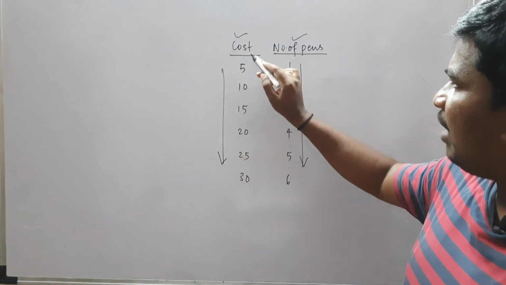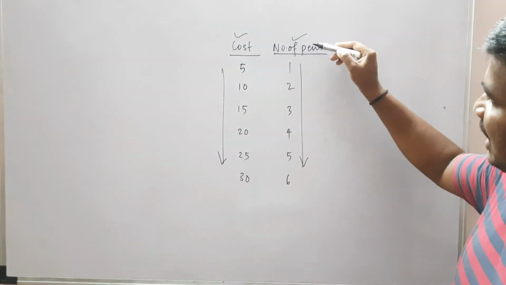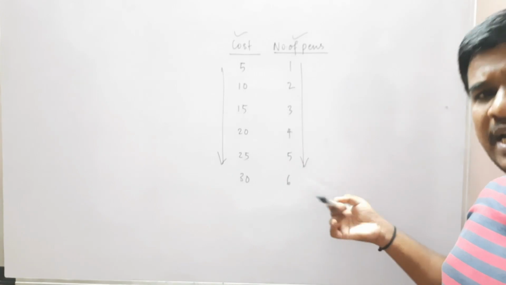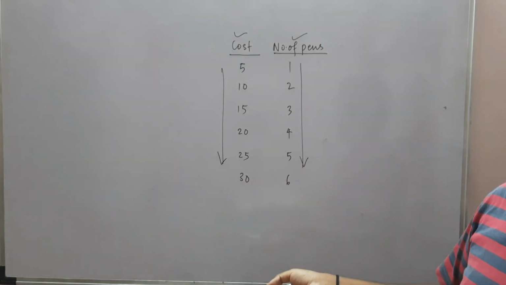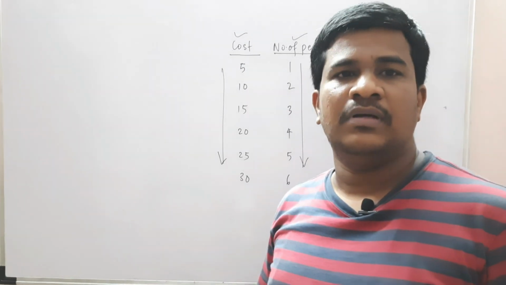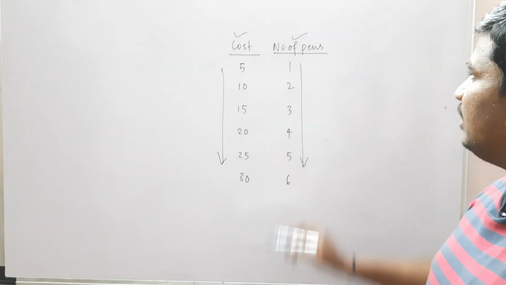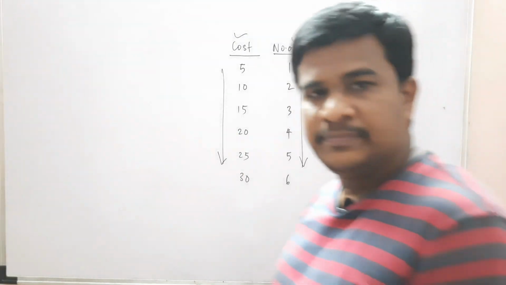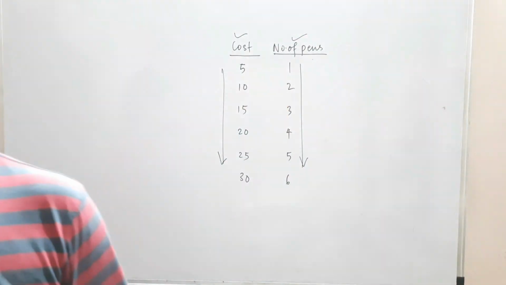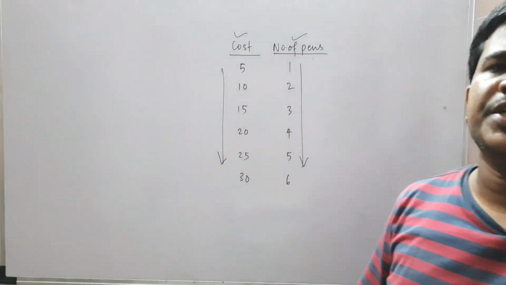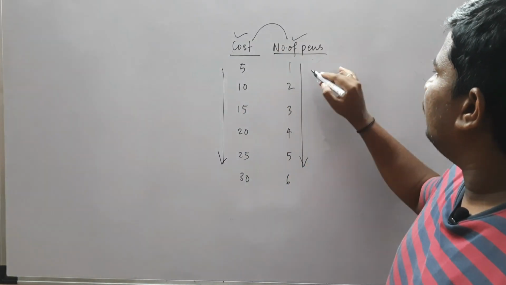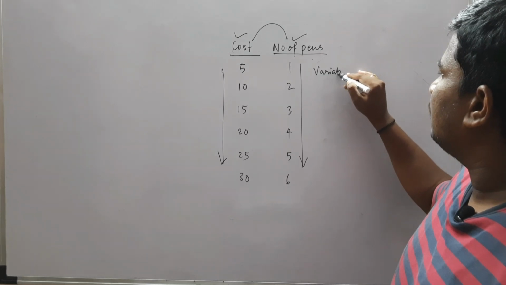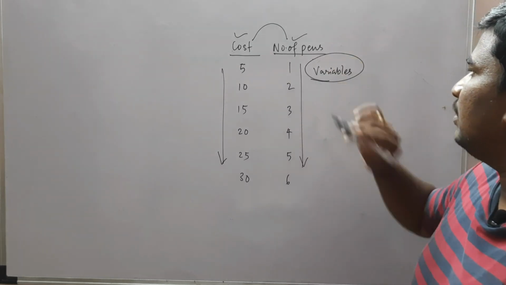So what do you say about cost? As the number of pens you would like to buy is increasing, the cost also increases accordingly. Okay, so as number of pens increases, cost also increases. So both are variables because cost is changing, number of pens is also changing. So these two are variables. That is clear to everyone.